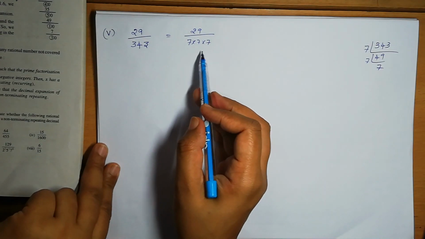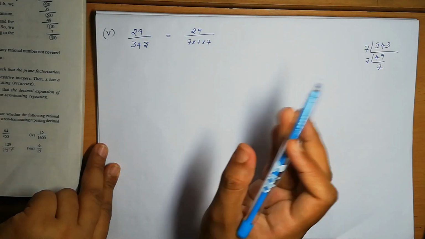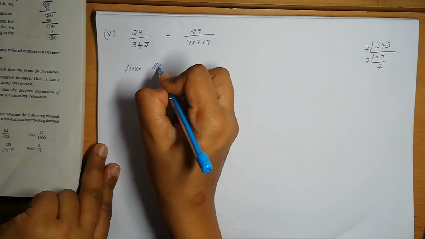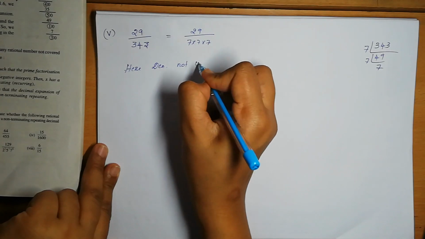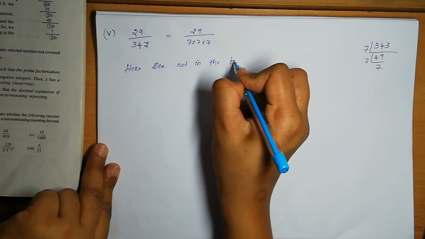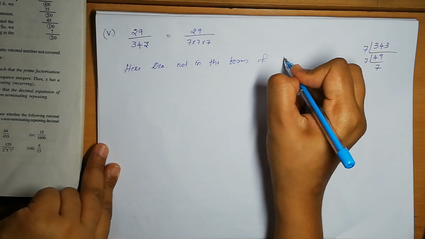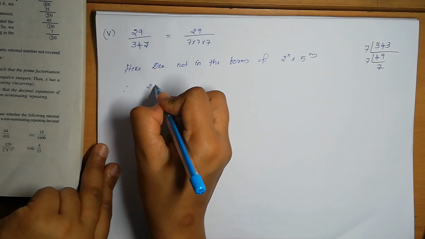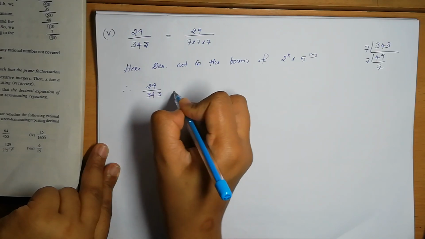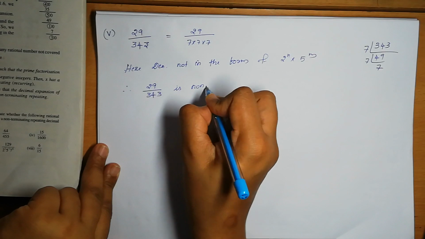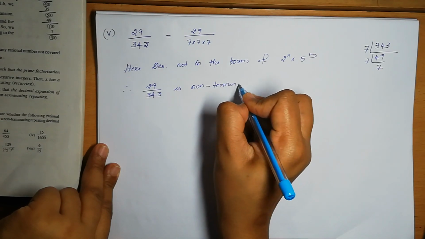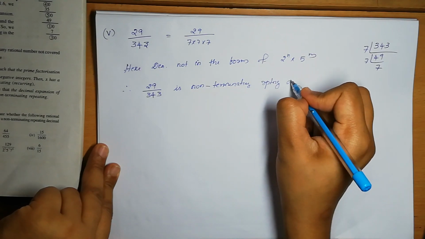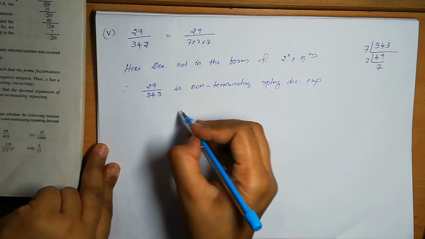That means the denominator is not in the form of 2 raised to n or 5 raised to m. Here the denominator is not in the form of 2 raised to n into 5 raised to m. Therefore 29 by 343 is a non-terminating repeating decimal expansion.